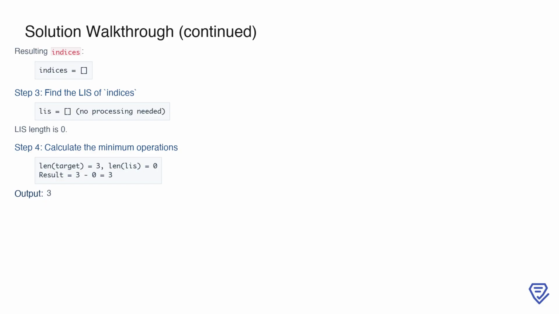Since the indices list is empty, there is no LIS to compute, and its length is 0. To calculate the minimum operations, we subtract the length of the LIS from the length of target. With len(target) as 3 and len(LIS) as 0, the result is 3 - 0 equals 3. This means all 3 elements of target need to be added, as no subsequence currently exists.